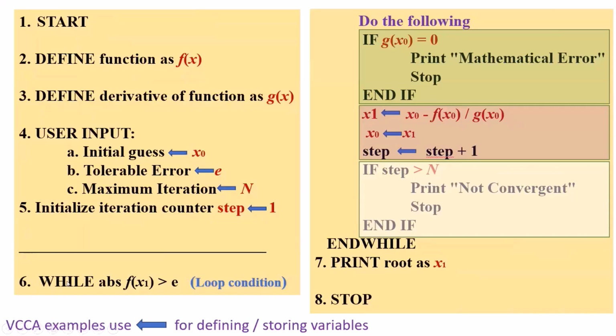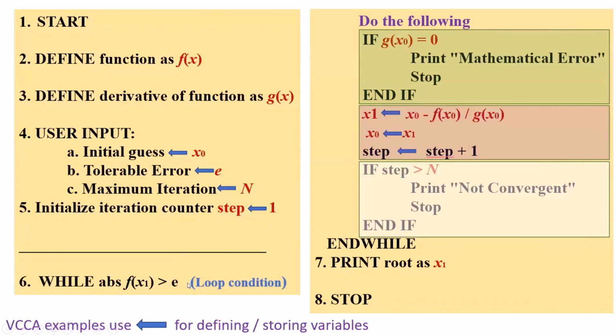Then the sixth thing is that I run into a while loop with a condition, and I'm saying the absolute value of the function at my selected point should be greater than the tolerance value, because if it's less, then I'm saying my loop should stop. So that's my loop condition.